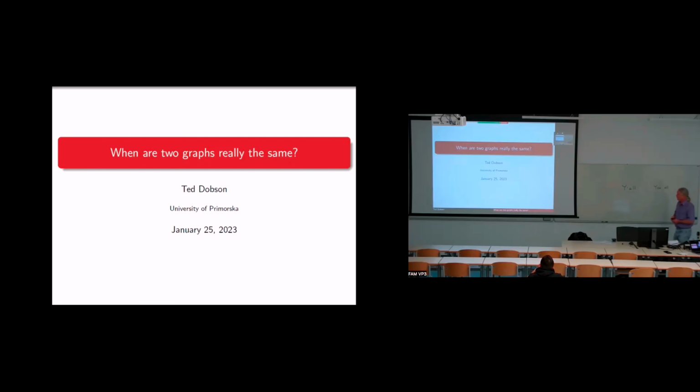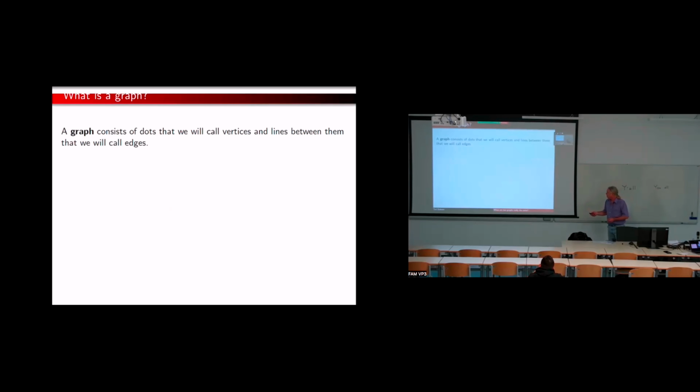Okay, so I'm going to talk about when are two graphs really the same. The first thing that I'm going to do is tell you about what a graph is. This is going to be a very informal talk, so I'm not going to give you the formal definition. But basically, it consists of two things. We have dots, which we like to call vertices, and then there are lines between these dots that we'll call edges.